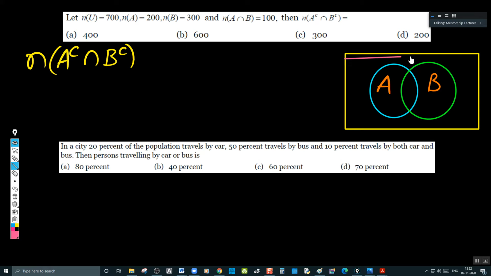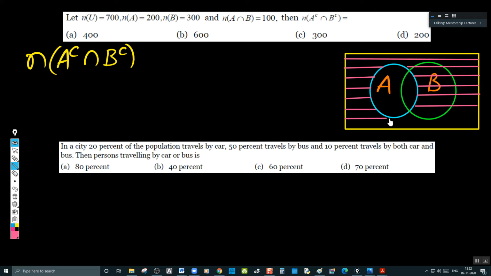What is outside A here? This entire thing is outside A. I'm drawing it excluding A. Check it out, please. Understand it. Done. This is excluding A. Now excluding B is nothing but B complement, vertical lines. I am showing it in vertical lines like this.